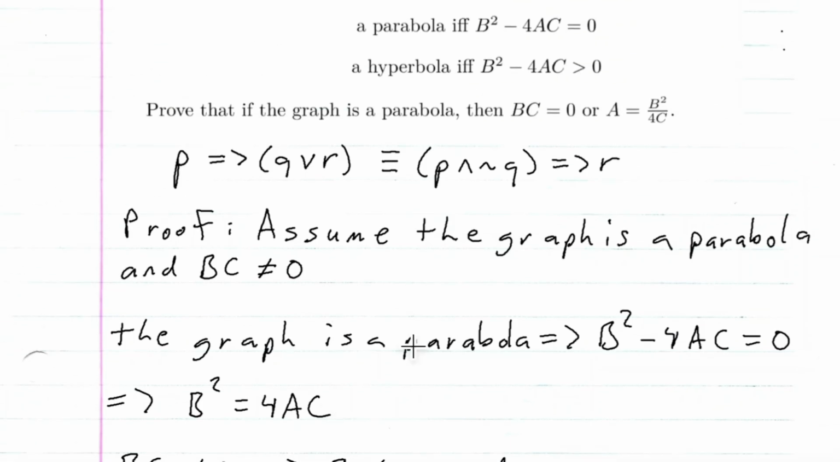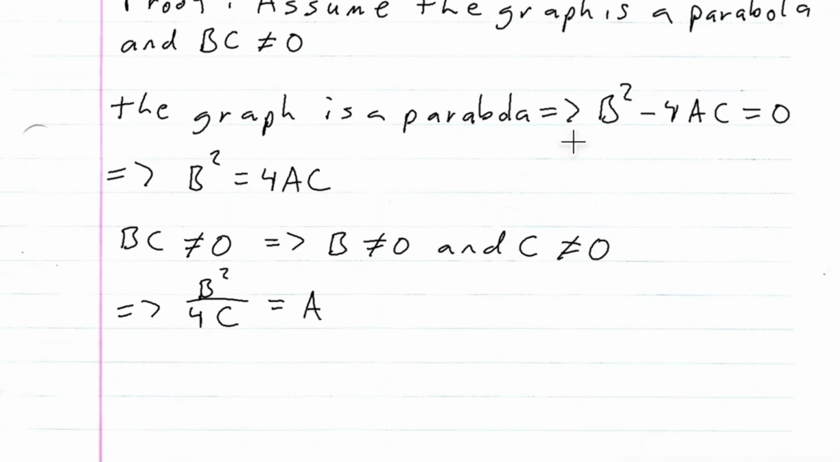And that's exactly what we wanted to show. We wanted to show that A was equal to B squared over 4C. So we proved that this was true, right? P and not Q implies R. So that means that our original statement is true. So we've proven what we set out to do.